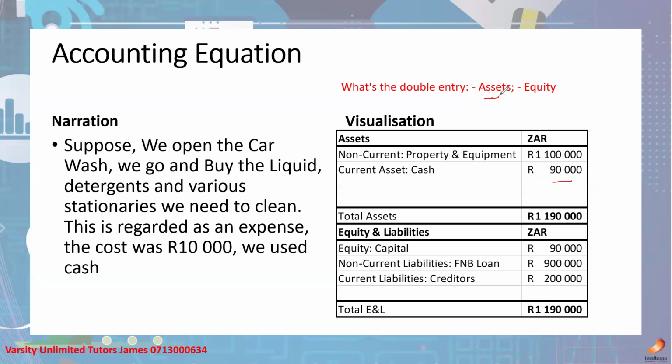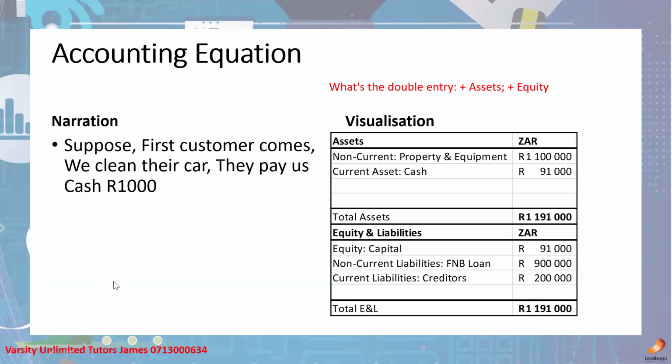But remember what we said? We said expenses reduce equity. So which means your equity is no longer 100,000. Your equity is also now 90,000. So that's what we mean when we said expenses reduce equity. So whenever you have an expense, it reduces the equity of the organization. And again, you can see that you're still balancing out the accounting equation.